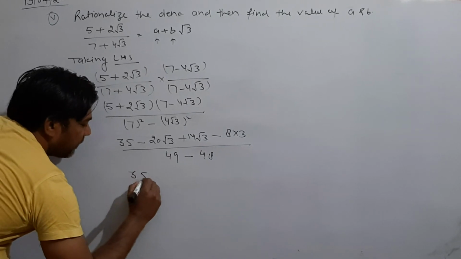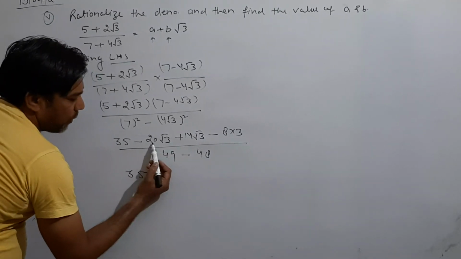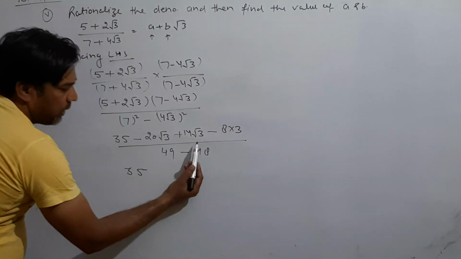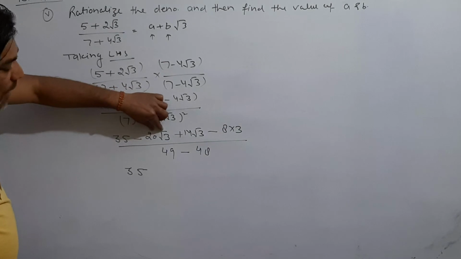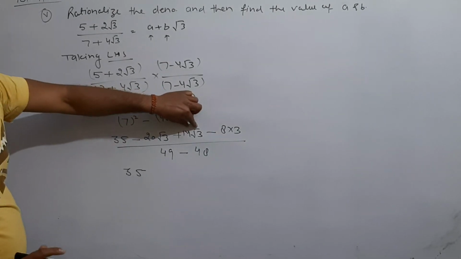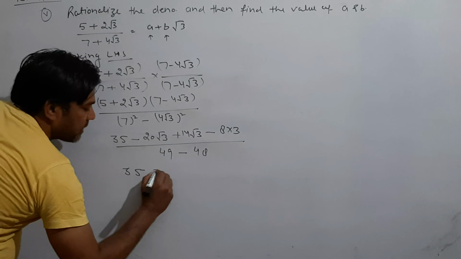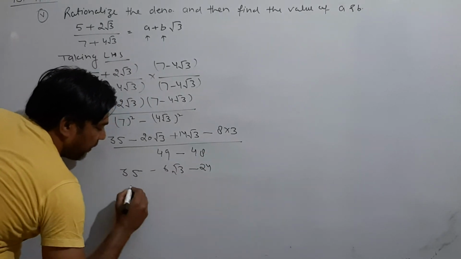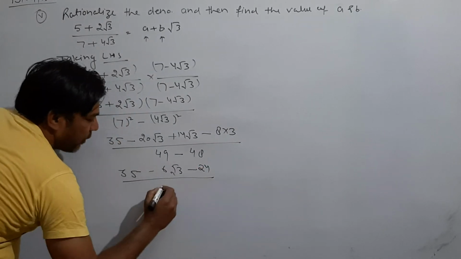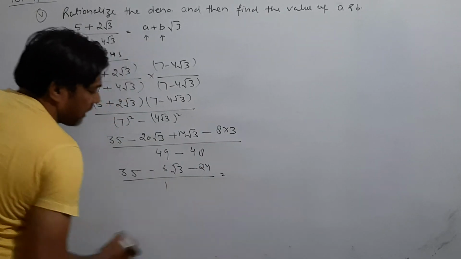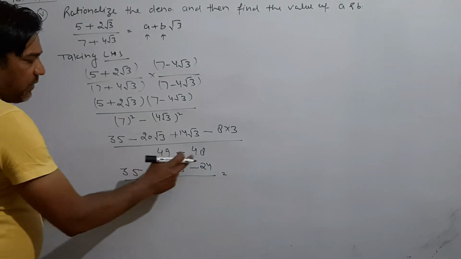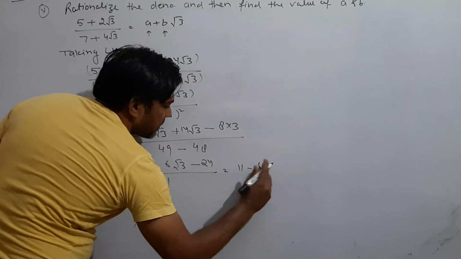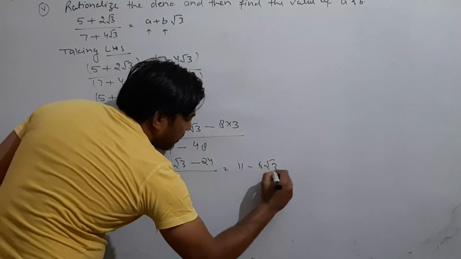This is 35. Now check this. This is minus 20 under root 3, and this is plus 14 under root 3. That means minus 20 apple is negative and plus 14 apple is positive. So what is the result? This is minus 6 under root 3, and minus 8 3s are 24, upon 49 minus 48. This is 1. So now solve it. 35 minus 24, this is 11, and minus 6 under root 3.